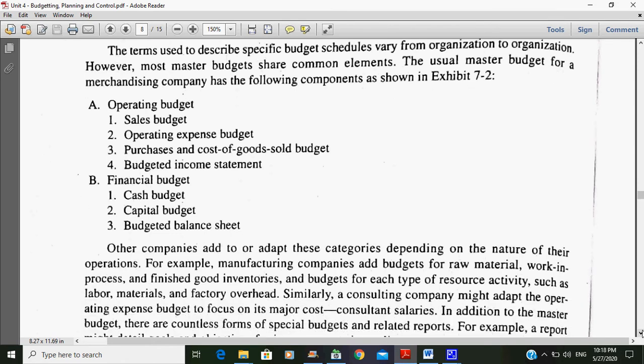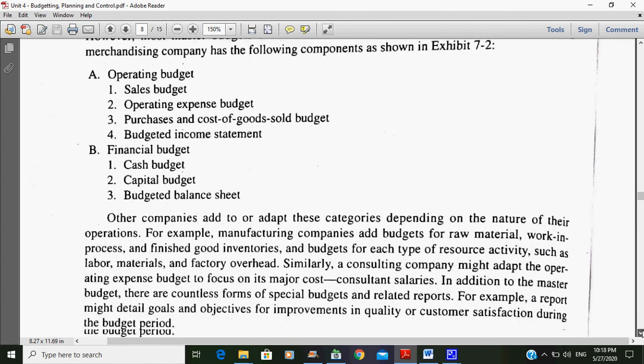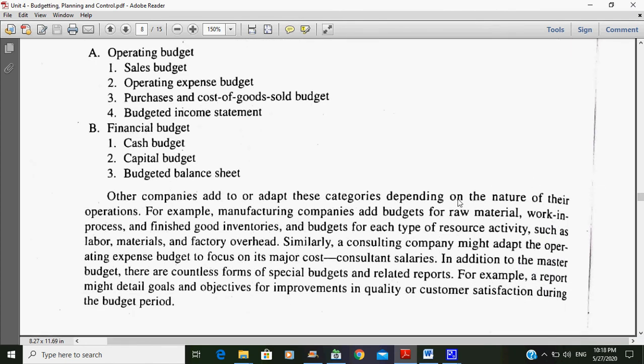Other companies add to or adapt these categories depending on the nature of their operations. For example, manufacturing companies add budgets for raw material, work in progress, and finished good inventories, and budgets for each type of resource activity, such as labor, materials, and factory overhead. Similarly, a consulting firm might adapt the operating expense budget to focus on its major costs, consultant salaries. In addition to the master budget, there are countless forms of special budgets and related reports. For example, a report might detail goals and objectives for improvements in quality or customer satisfaction during the budget period.